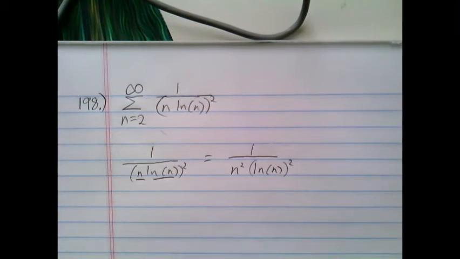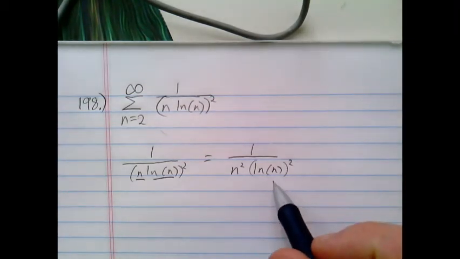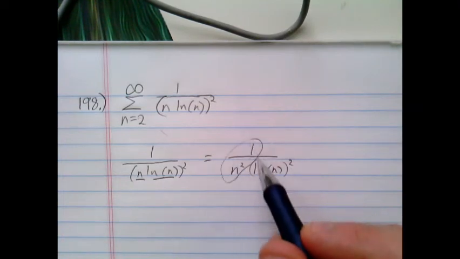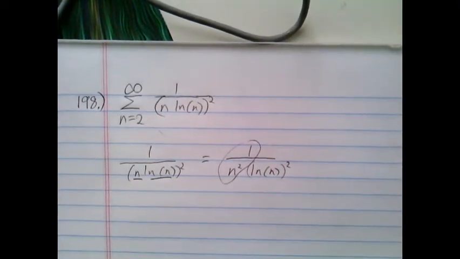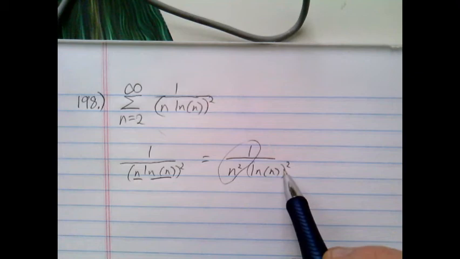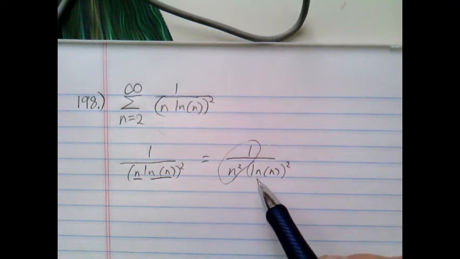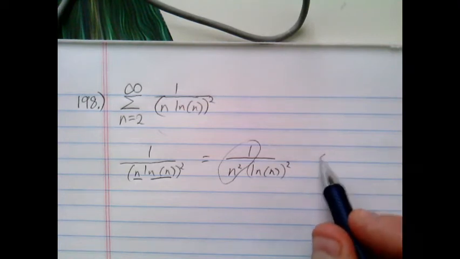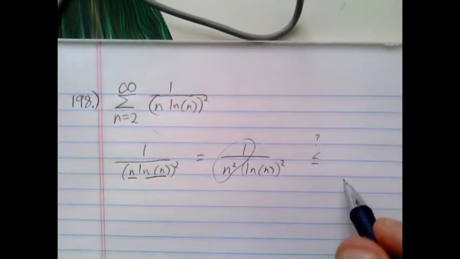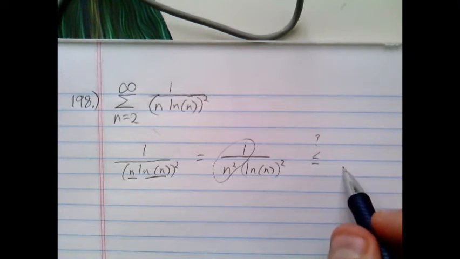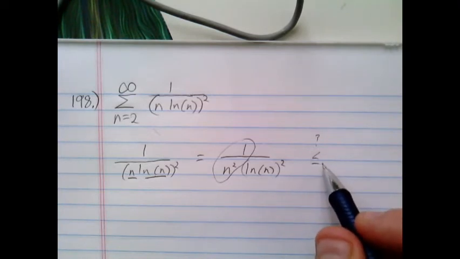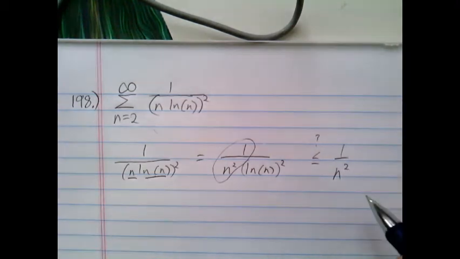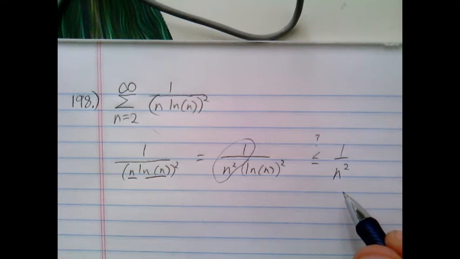So I can apply the square to the n squared and the natural log of n. And as soon as I pick up on that n squared in my denominator, that's making me think, hey, I could make a comparison to a p-series with p equal 2, which would be convergent. I just need to make the argument that this is less than, so I'm going to put a question mark here, because this part is a little less than obvious. I need to be able to make an argument that this is less than 1 over n squared. But I'm going to have to think about this a little bit.